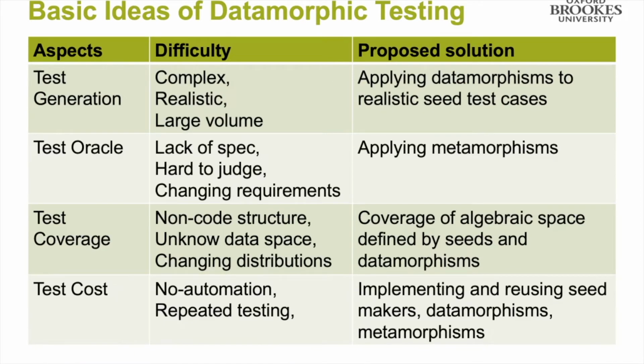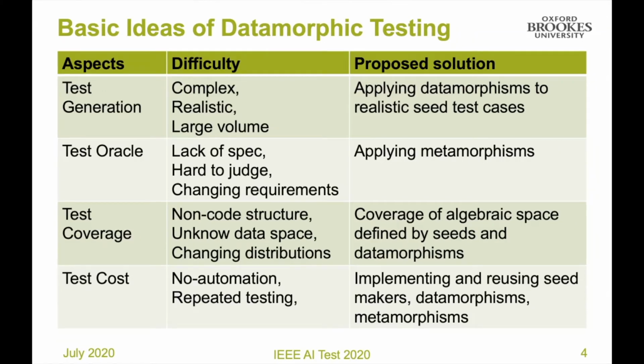Test coverage is difficult for testing AI applications because AI applications are not usually in the structure of the source code, and the data space is often very difficult to describe, and the distribution of the data in this space is often unknown. So we use datamorphisms and seeds to define the algebraic space for the software data space, and we can measure the coverage accordingly.